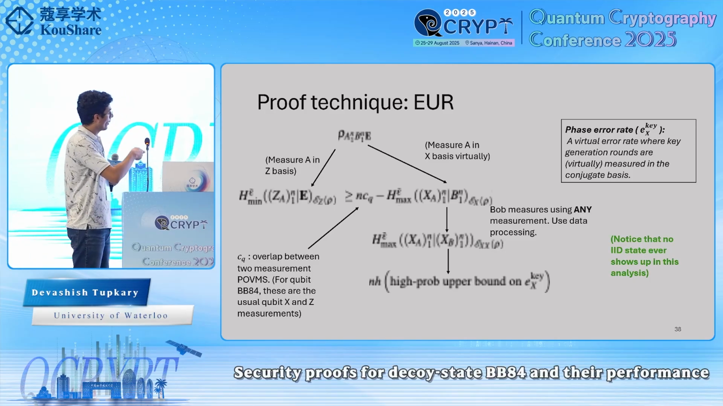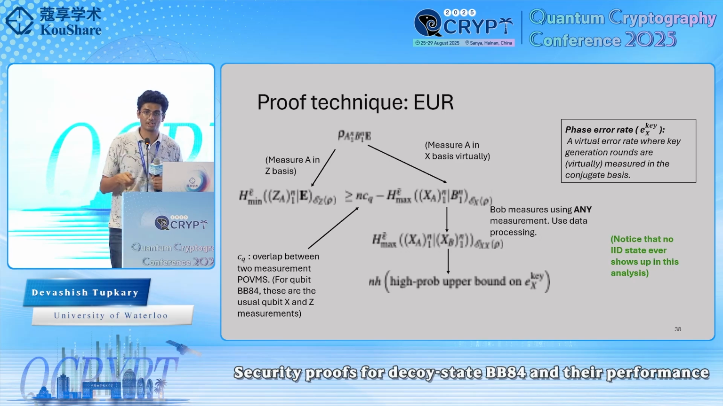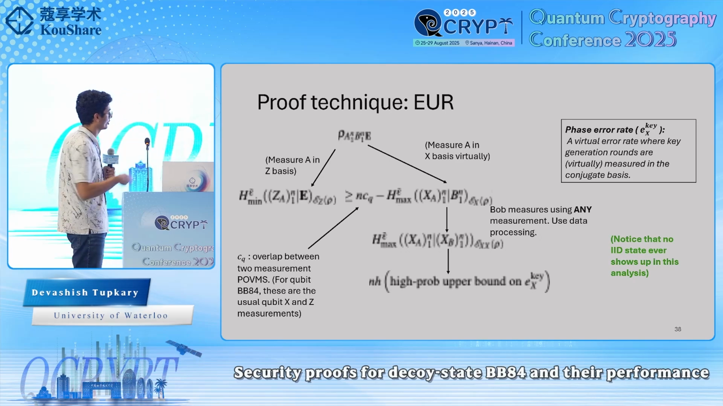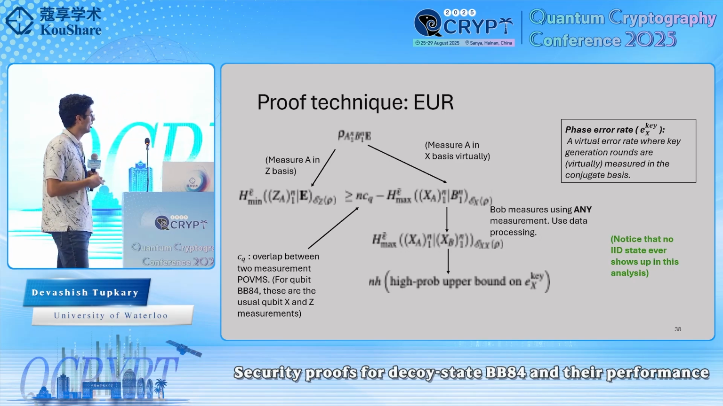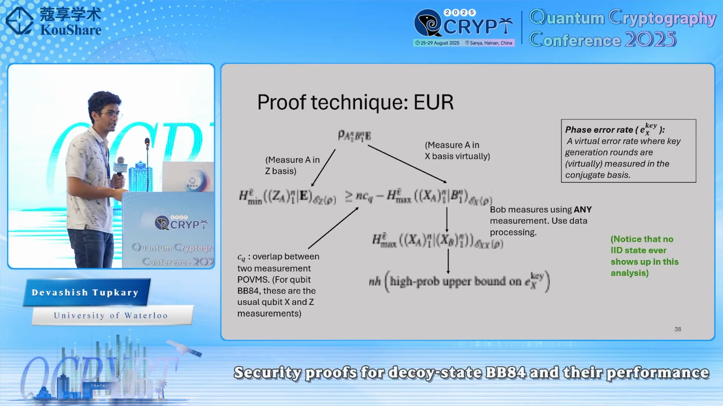Okay, notice that nowhere along this analysis does any notion of an IID state show up. In the whole approach using entropic uncertainty relations, we don't have to ever talk about a single round IID state. It works directly for the global state.